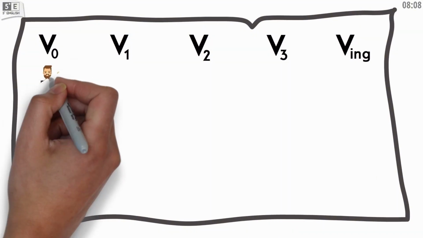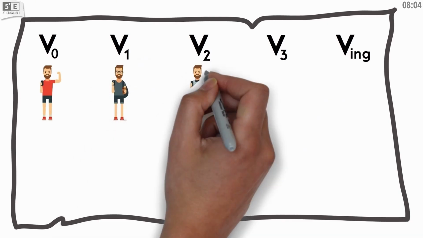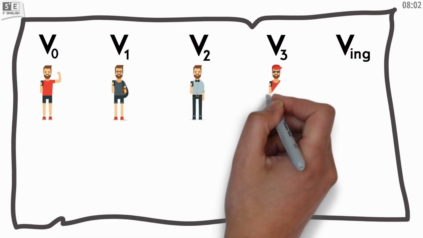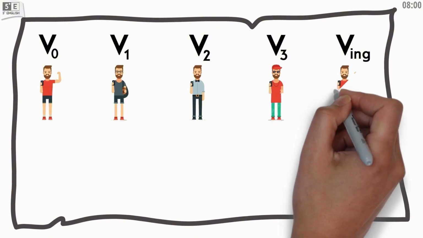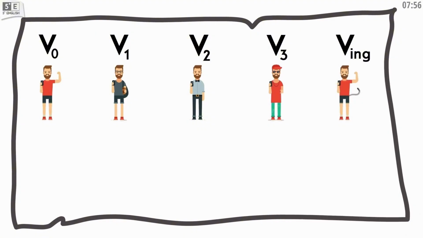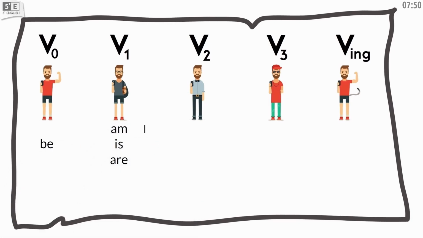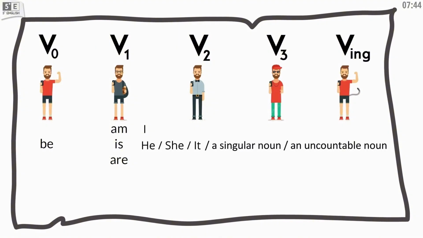For example, if verb 0 is how you dress at home, verb 1 is when you go to a coffee shop, verb 2 is when you go to work, verb 3 is when you go out to party, and verbing is when you're at home with a tail attached to your bottom, and that tail is being. Therefore, if verb 0 is be, verb 1 is am, is, or are. It is am if the subject is I, it is is if the subject is he, she, it, a singular or uncountable noun, and it is are if the subject is we, you, they, or a plural noun.